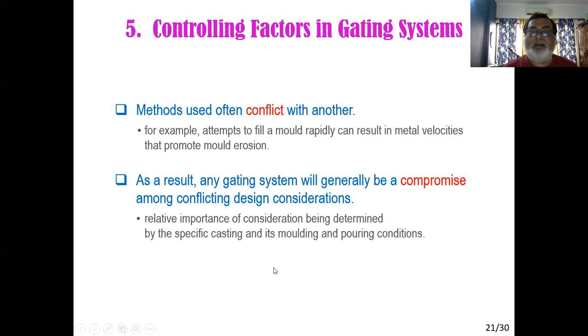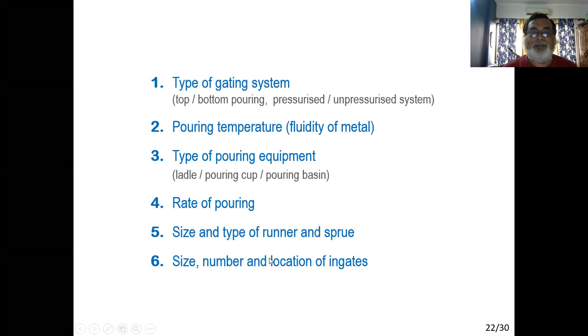So, in general, contributing factors in the design should be these 6 points. Firstly, we have to decide whether top pouring or bottom pouring, and whether it is pressurized or not pressurized system. Then the pouring temperature. This is critical because the temperature of the liquid metal controls the fluidity of the metal and it controls the solidification aspects of the metal. We have seen earlier.